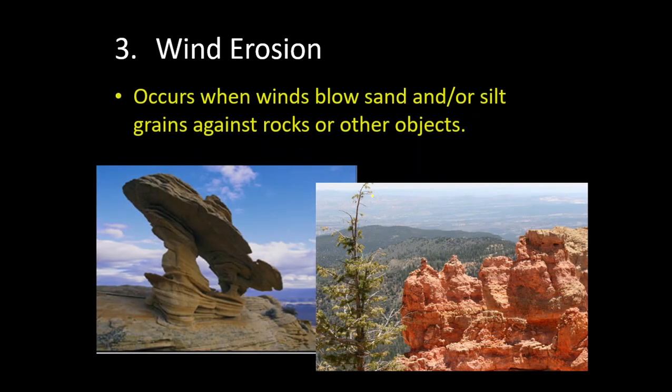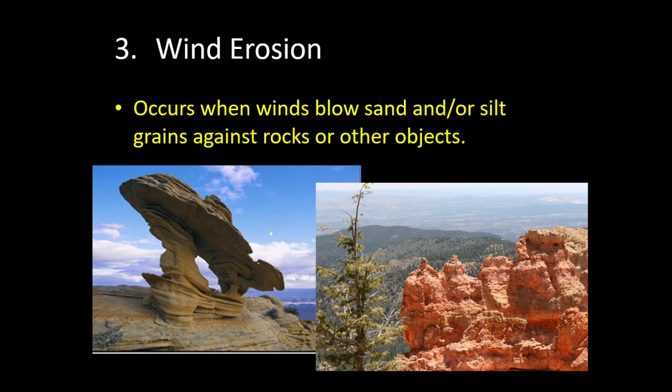All right. Next, we have wind erosion. This is one of the last things. This occurs very commonly in deserts. So it occurs when the wind blows sand, silt, or smaller grains against other rocks, and it essentially sands them away. You see a lot of these where there is no water going on. Sorry, not a lot of rain and not a lot of water in the area.